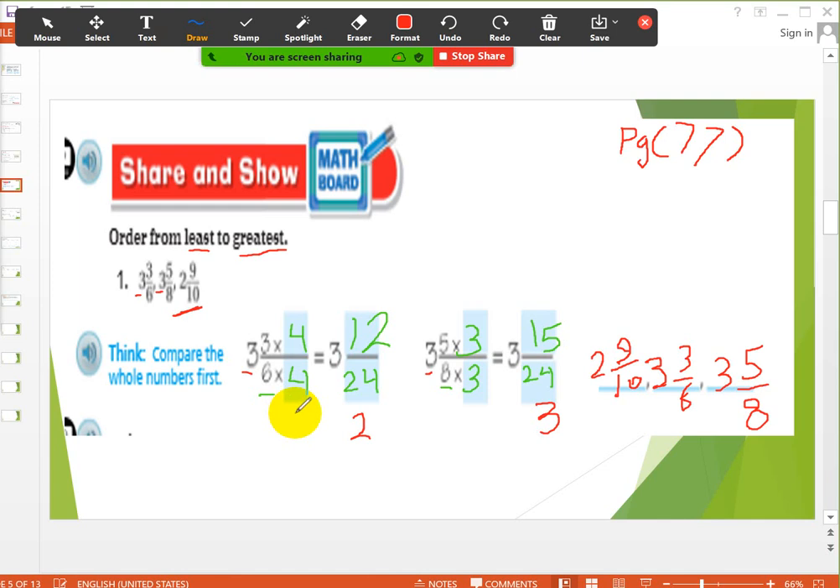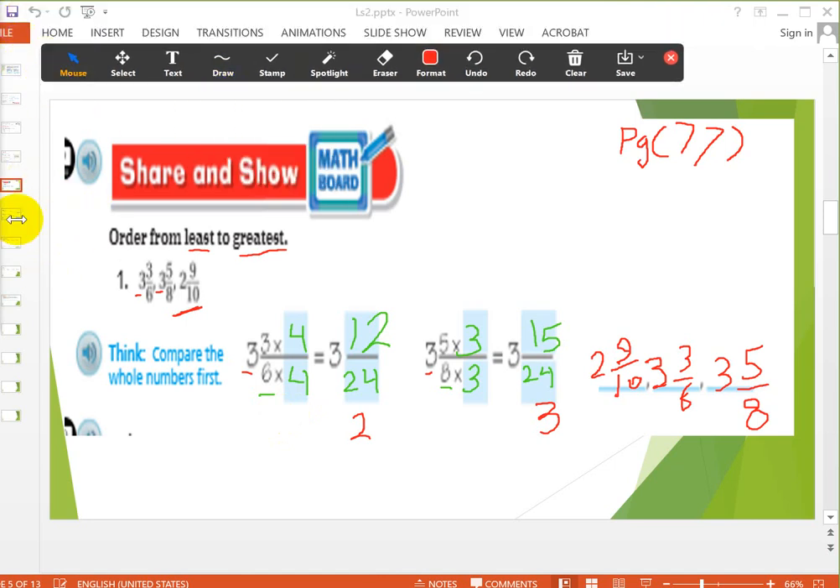Okay? You finished, girls, this exercise? Okay, type 1 if you finish, please. Thank you, girls. Let's move to the next one. Let's move to exercise number 2.